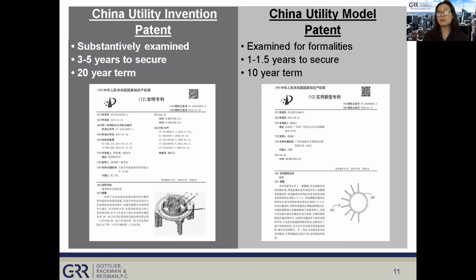Note that you don't really have to choose one or the other. In fact, you can apply for both invention and utility model patents on the same invention. That way, you can secure prompt protection with your utility model patent upon issuance. However, if and when you secure the utility invention patent down the road, then you must abandon the utility model patent. And if you end up not being able to secure a utility invention patent, at least you'll have that protection.